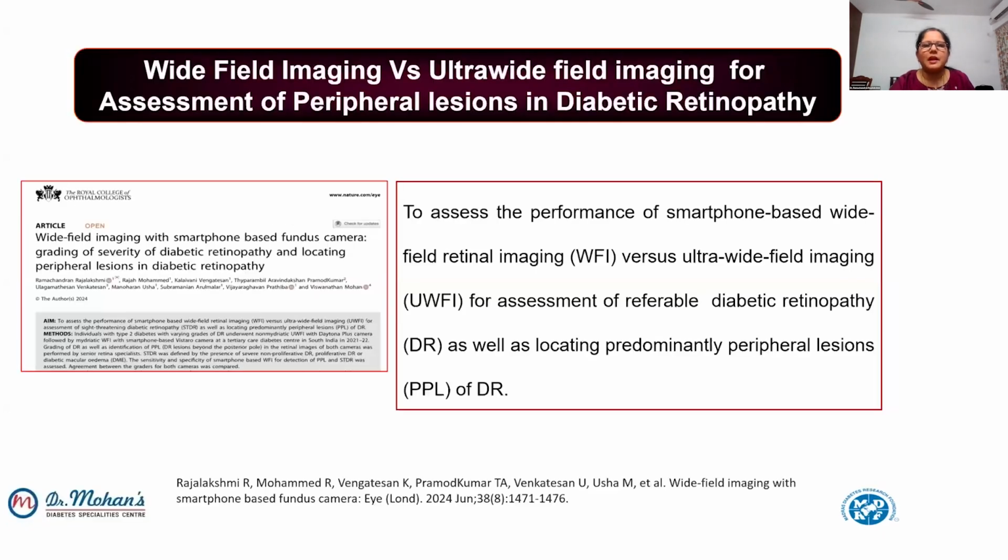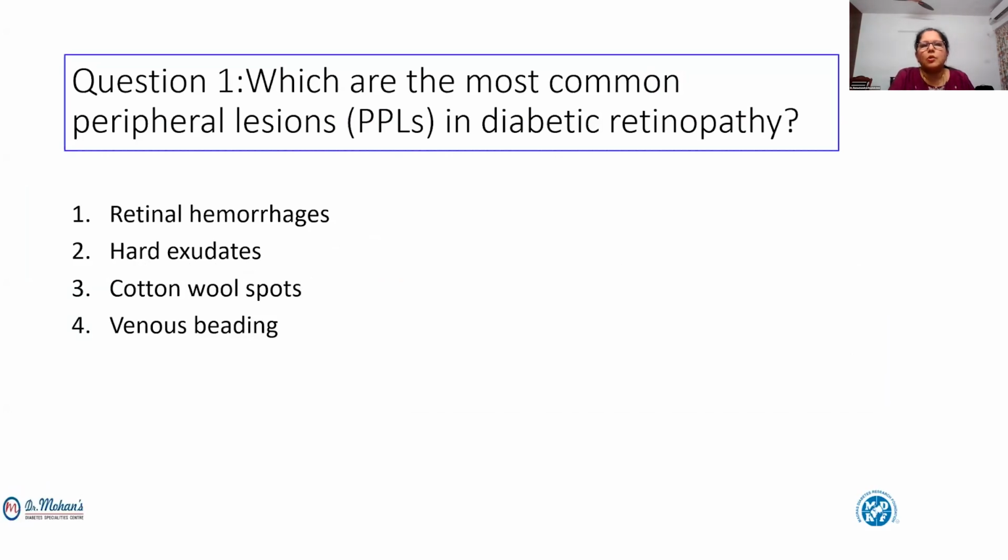So before we proceed, I want to ask a question to all of you, because we've been hearing Dr. Rajiv speak about peripheral lesions, and I also told you what the peripheral lesions in diabetic retinopathy are. So it's time for all of you to again answer this quiz. Which do you think is the most common peripheral lesion that you see in diabetic retinopathy? So let the poll start. Is it retinal hemorrhages, or do you think it's the hard exudates, or cotton wool spots, or venous bleeding?